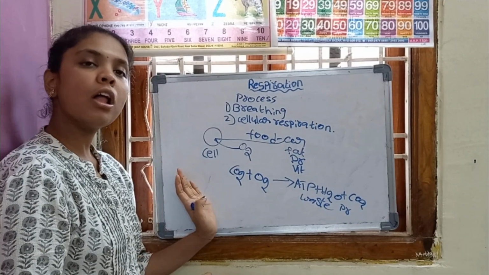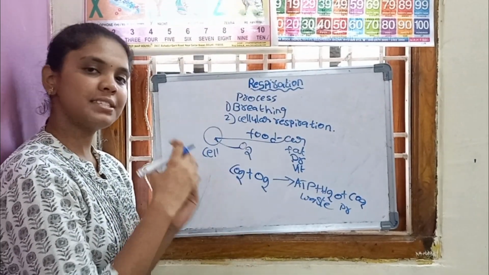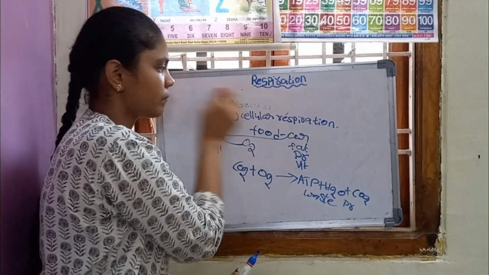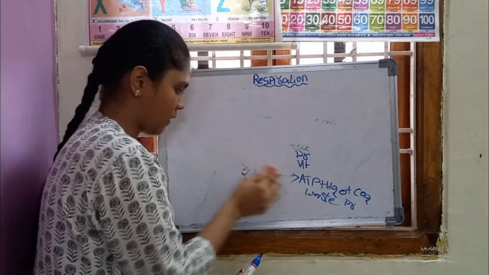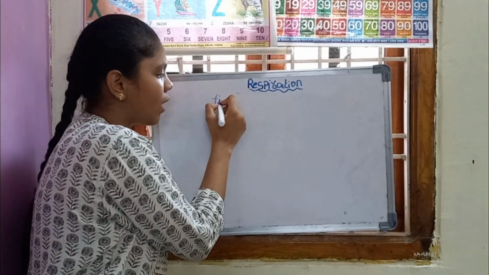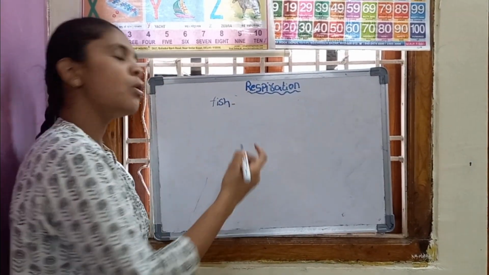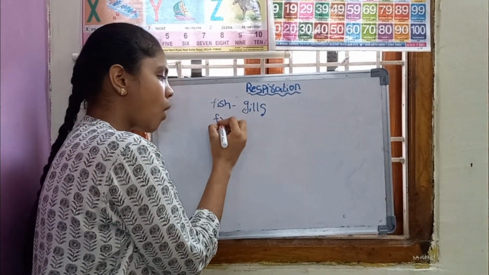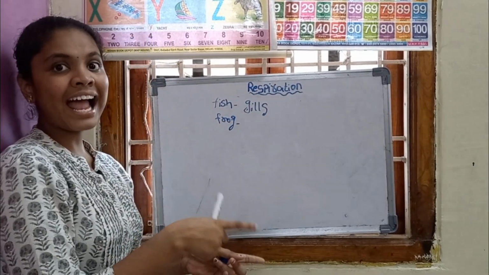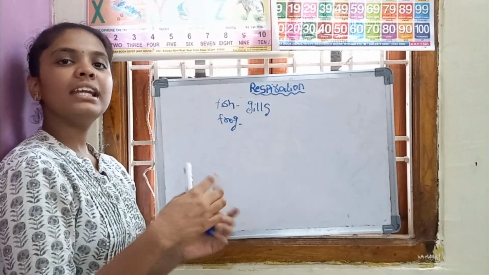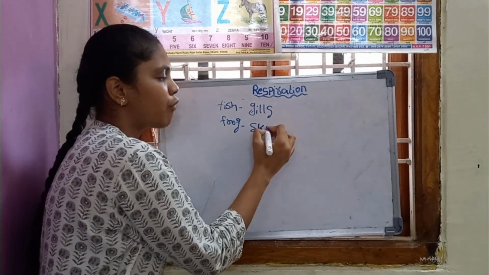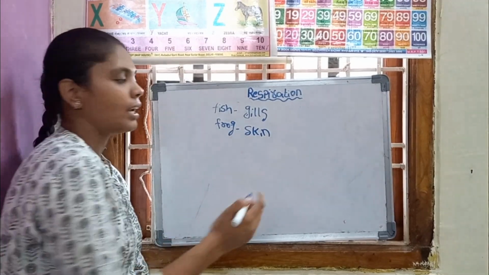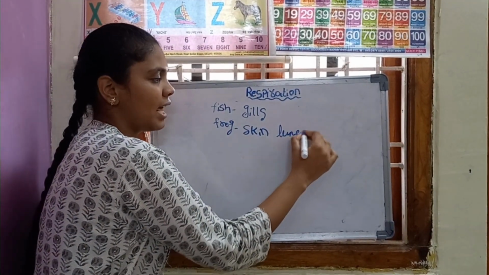All organisms do not respire with the same organs. They have different organs. We take the aquatic organism fish. It breathes through gills. When we come to the frog, which is an amphibian that lives on land and also in water, when it lives in water it uses its skin for respiration, which is called cutaneous respiration. And when it is living on land, it uses its lungs for respiration.